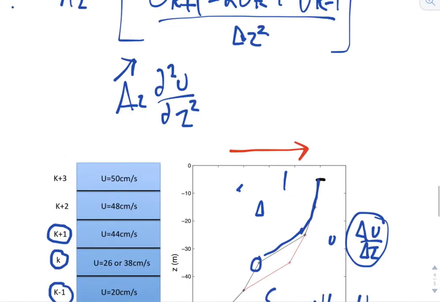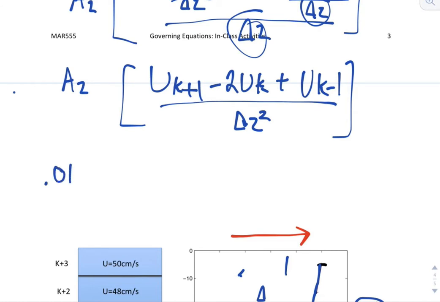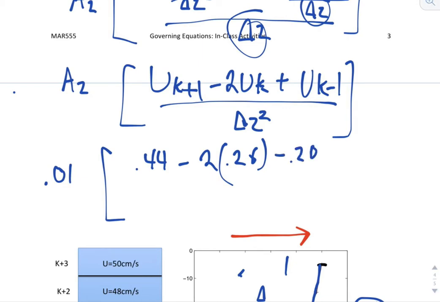So if we put actual values in here, which I'll do in one example, I have az is 0.01, that's meters squared per second, times uk plus 1, which is 0.44 meters per second, minus 2 times uk, which in the first example is 0.26 meters per second, minus 0.20 meters per second, that was uk minus 1, divided by delta z, which is 10 meters.